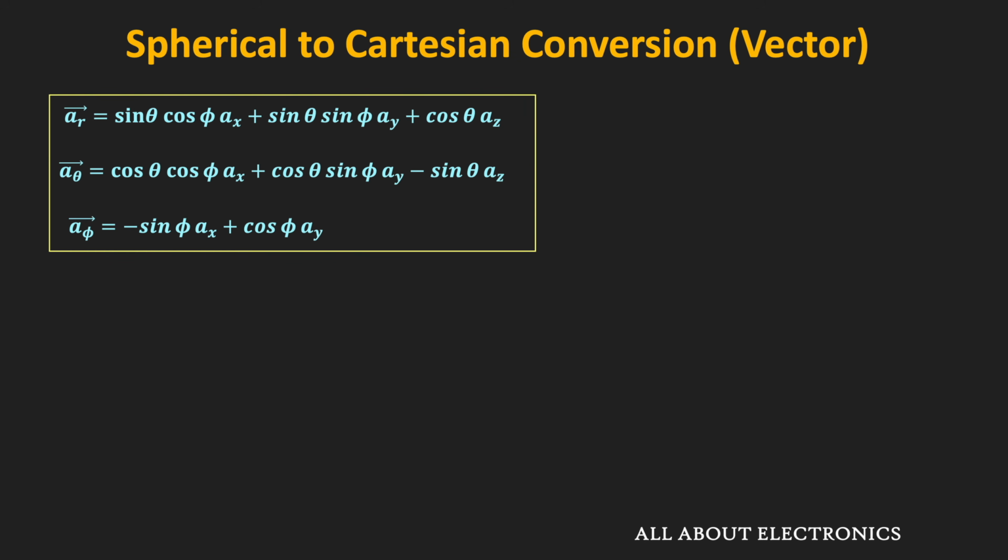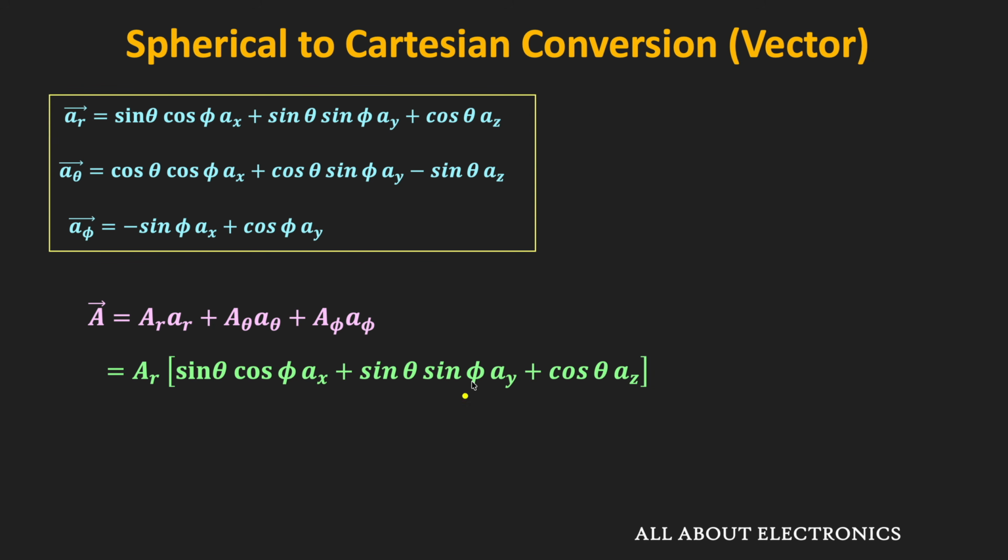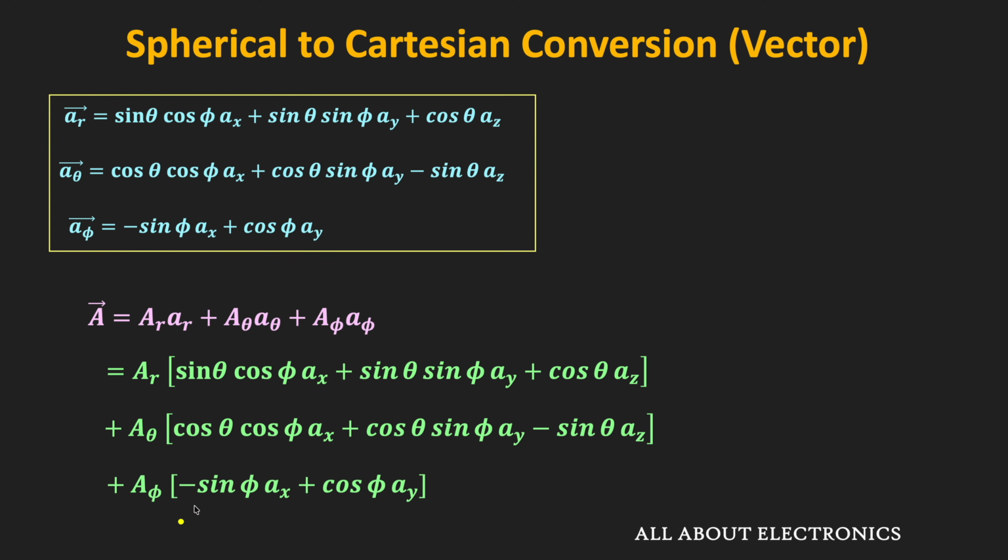That means here we already have a vector in the spherical coordinate system. So here what we will do, we will put the values of the ar, a theta and the a phi in the given expression. If we put the value of ar, then we will get this term. Again, if you want to follow with me, you can pause the video and check it by yourself. Similarly, if you put the value of a theta, then we will get this second term. And likewise, by putting the value of a phi, we will get the third term.